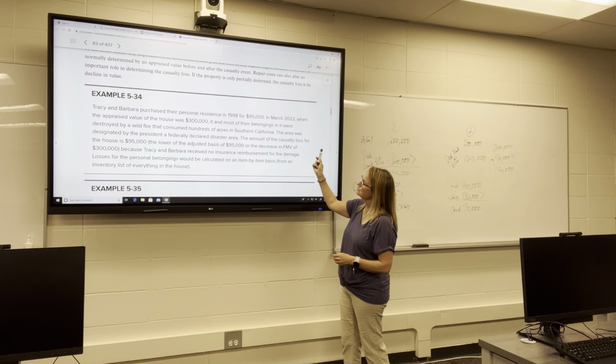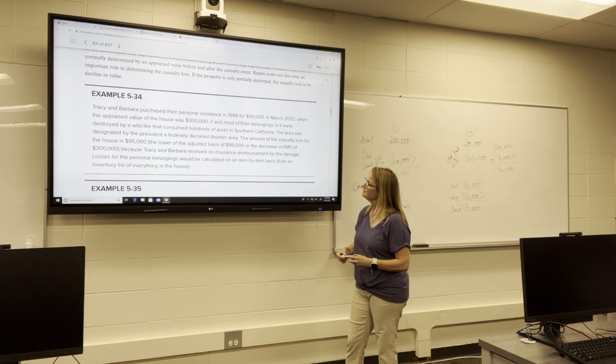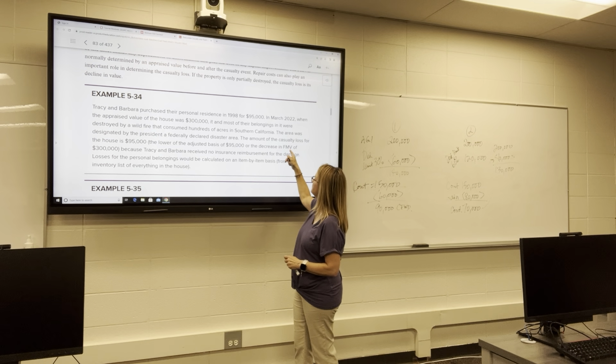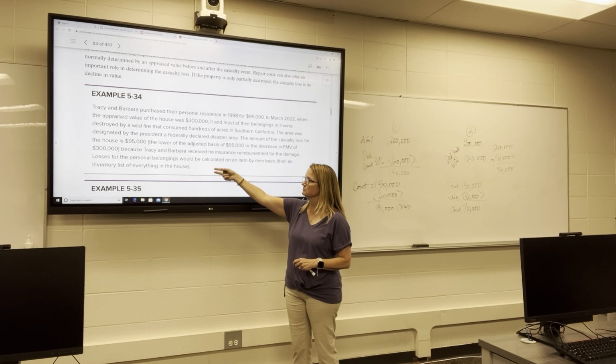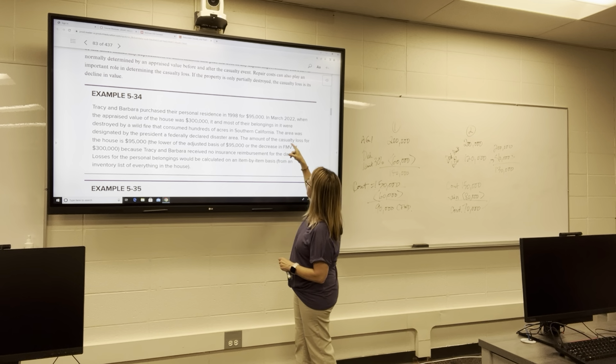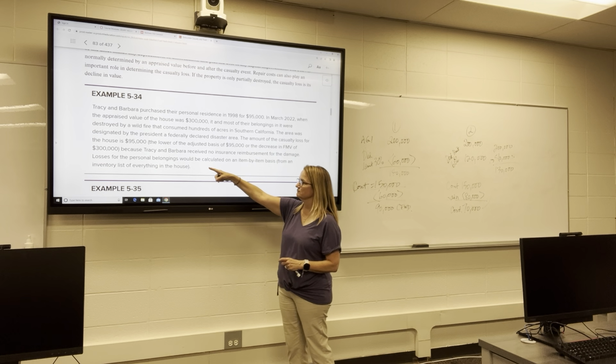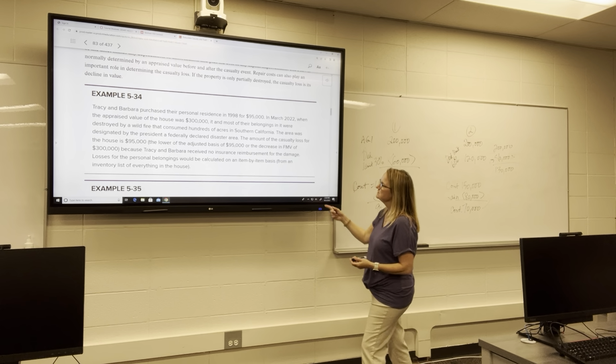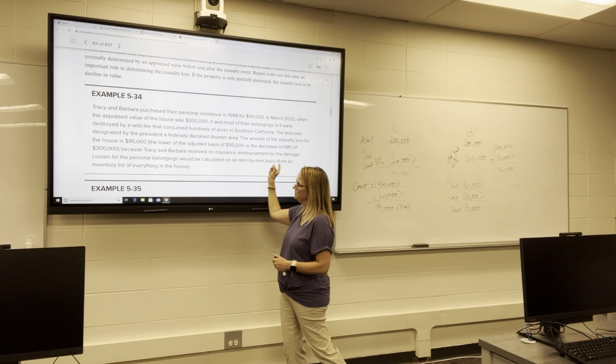The amount of the casualty loss for the house is $95,000, which is the lower of the adjusted basis or the decrease in fair market value. So if they lost everything, the decrease in fair market value would be $300,000. They get whatever they paid for it, because they received no insurance reimbursement for the damage.